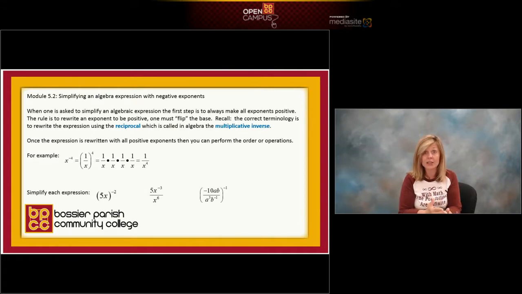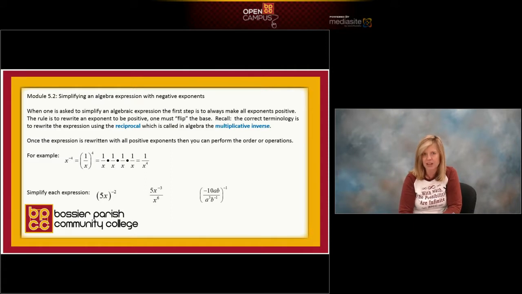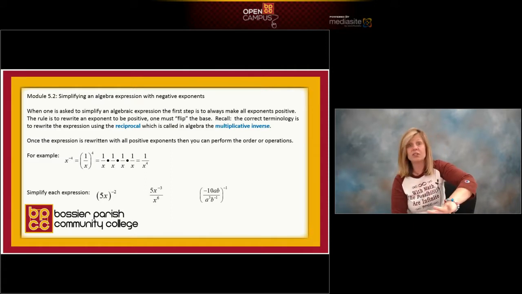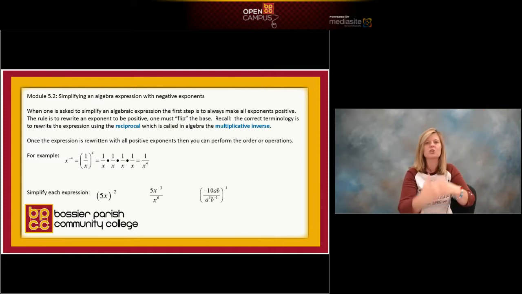So the rule is, when we're dealing with algebra expressions, if you see a negative exponent, you must make it positive first by doing the reciprocal of the base. All a reciprocal does is change locations. If the x is in the numerator and it has a negative exponent, then it's going to come down to the denominator and become a positive exponent. If x was in the denominator and had a negative exponent, then it would come to the numerator. All reciprocal means is we're going to flip.